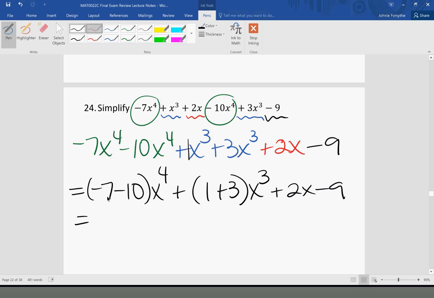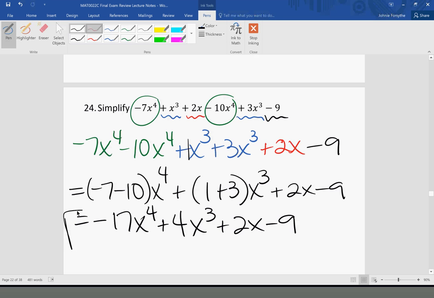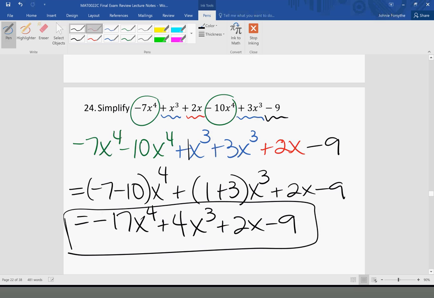So your final answer, negative 7 minus 10, same sign, so we add and keep the signs. That's going to be a negative 17x to the 4th. 1 plus 3 is 4, x to the 3rd. And then bring down that plus 2x minus 9. And that's going to be your final answer. Okay.